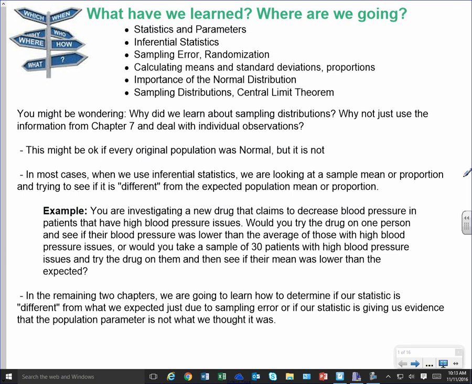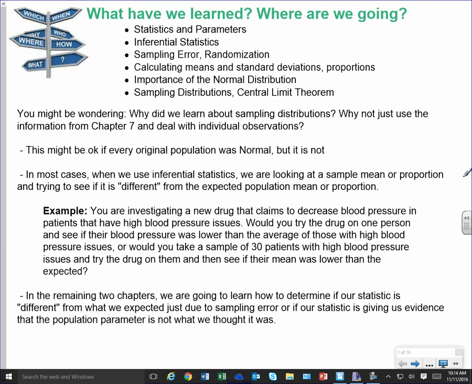Then we talked about sampling error and the need to do randomization. So we do simple random samples, but we said even when you randomize and take large samples, you're still going to have that sampling error that always occurs because you're taking a sample. You're going to have some deviation from what the true population parameter is. We learned how to calculate means and standard deviations, also how to calculate proportions. So of course we're going to be using those processes going forward.